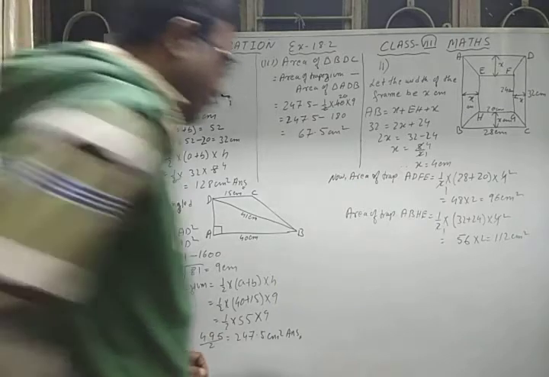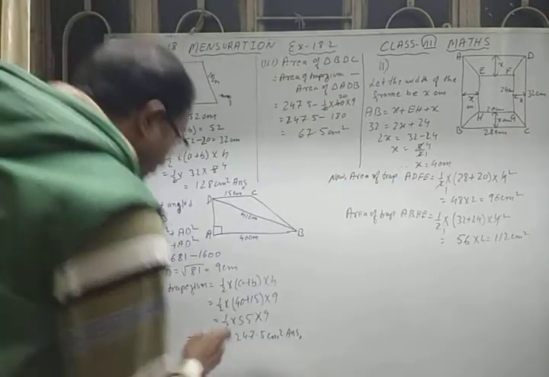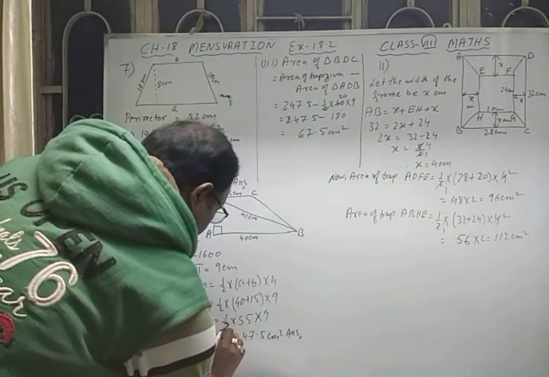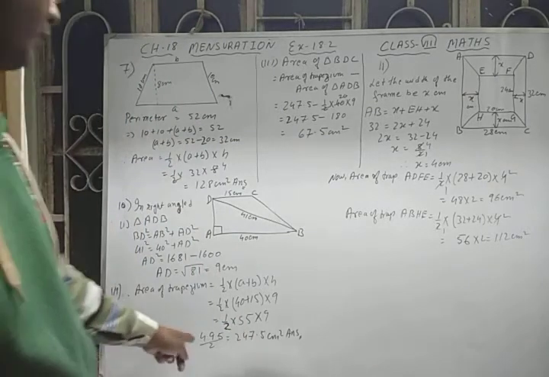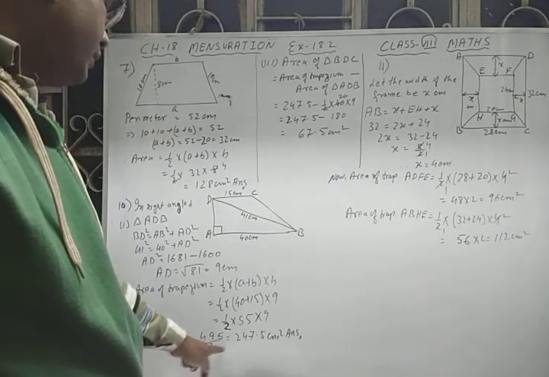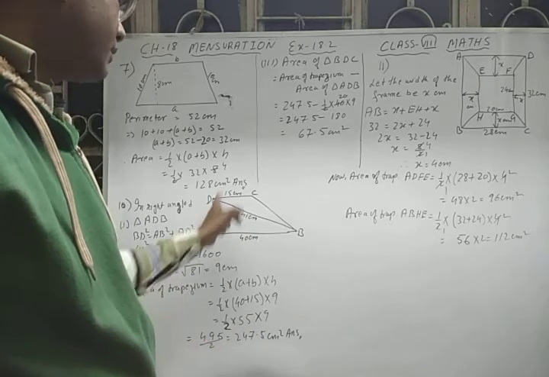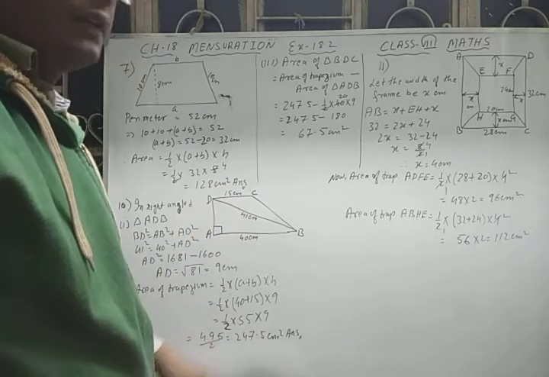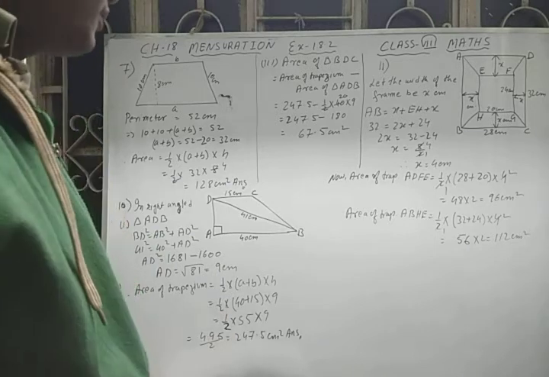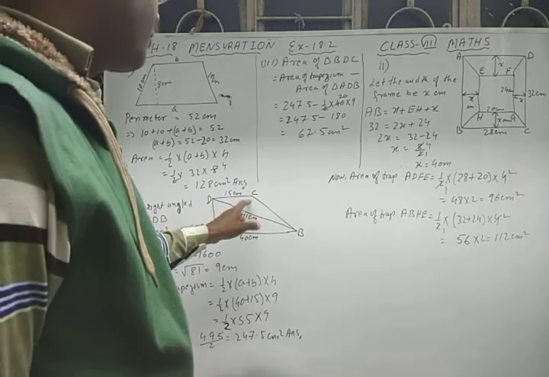So it is divided by 2 here. 495 divided by 2, you will get 247.5 centimeters square. So the area of this total trapezium is 247.5 centimeters square. Now you have to find the area of this triangle.